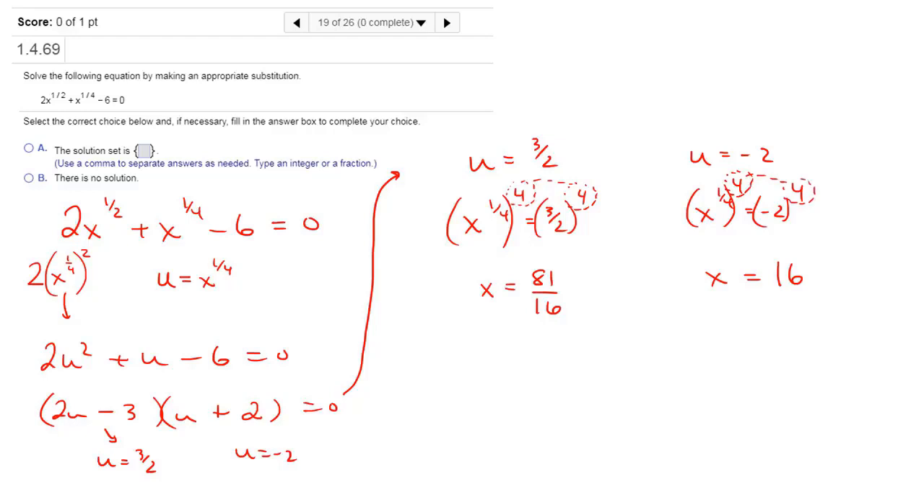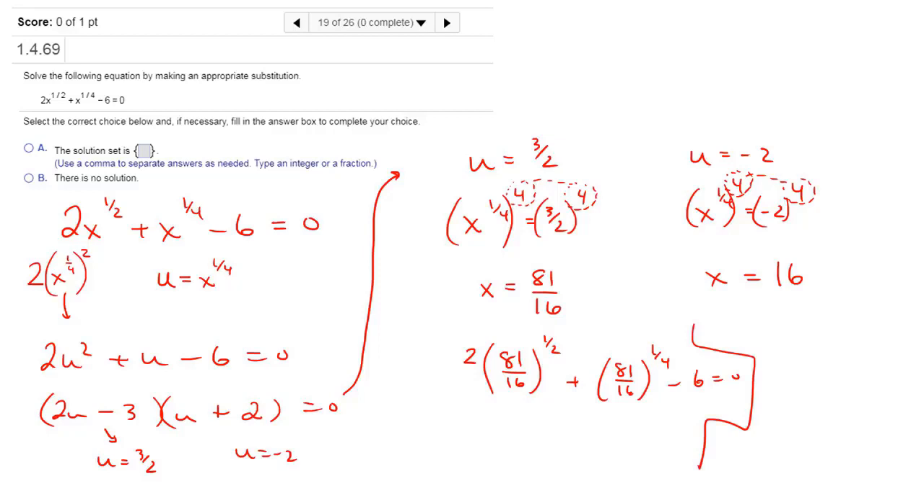So you have to back substitute all this in. This is the fun part. I have to back substitute this in. So (81/16)^(1/2) plus (81/16)^(1/4) minus 6 is equal to 0. Is that true?